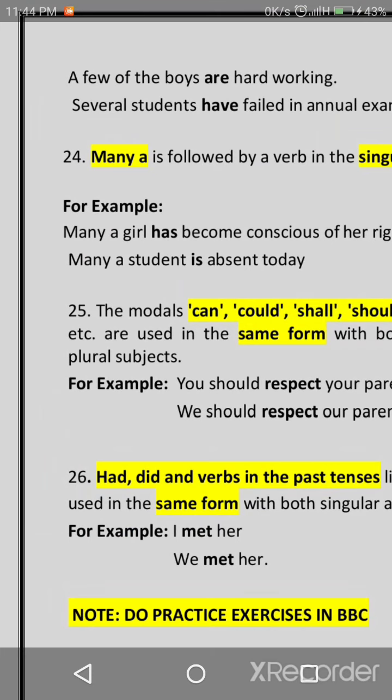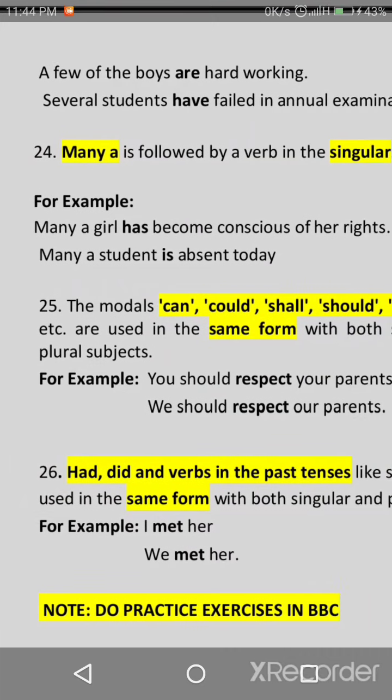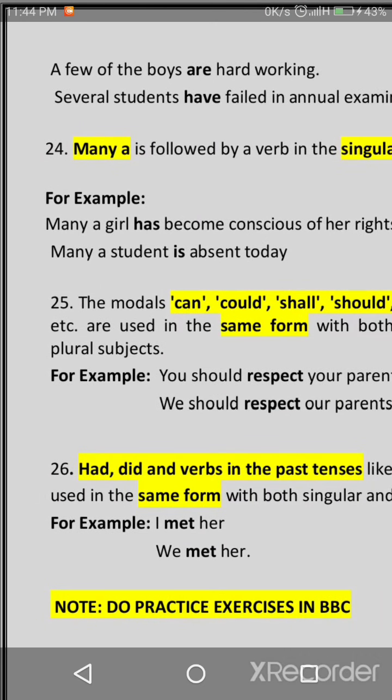Several students have failed in annual examination. Several means a lot, many, right? So we will use a plural verb.